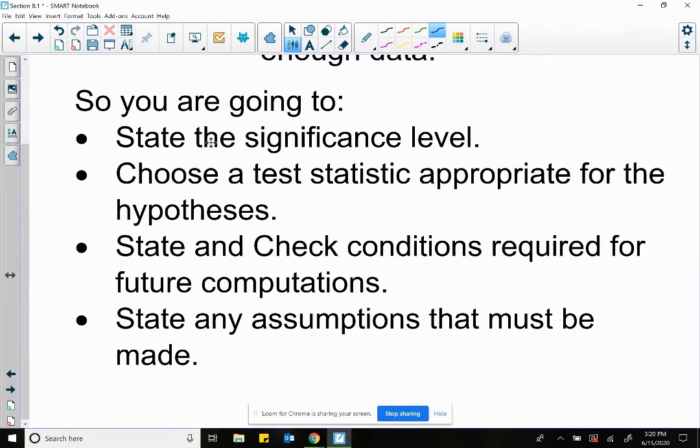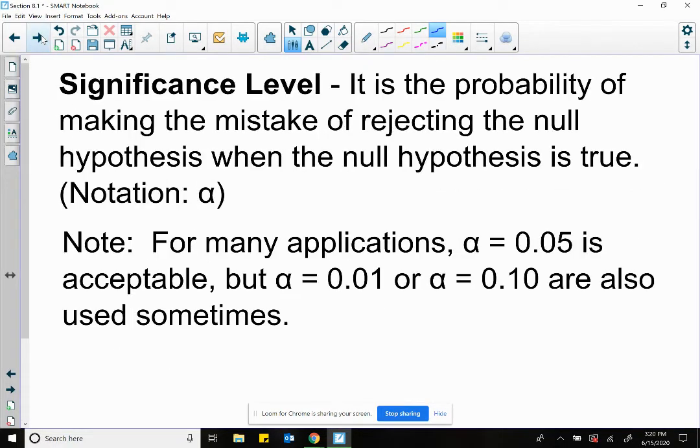The thing I want to talk about with you right now is all about the significance level, and then I'm going to talk to you about the test statistic here in just a second. Okay, the checking conditions and things like that, and these last 2, that's going to come in 8.2. Okay, and this one we want to talk about the significance level and the test statistic that we're going to be using. Okay, significance level, what it is, the probability of making the mistake of rejecting the null hypothesis when the null hypothesis is really true.